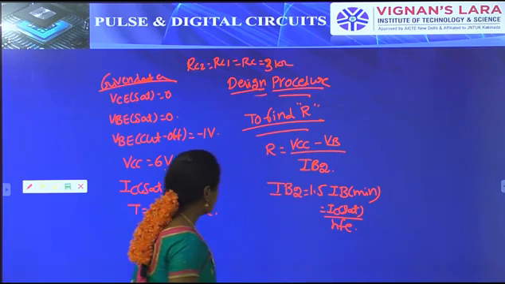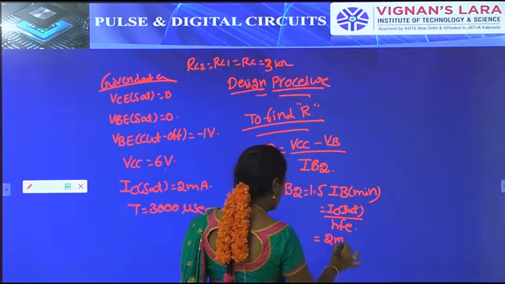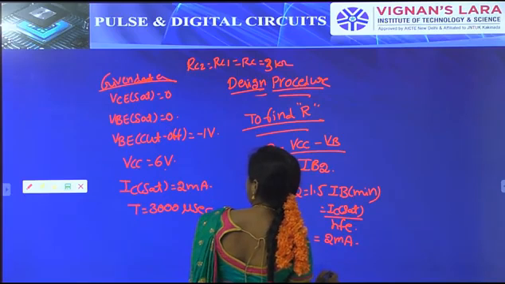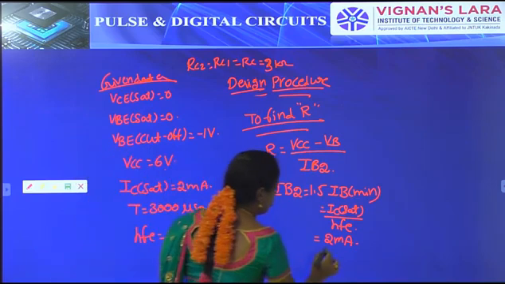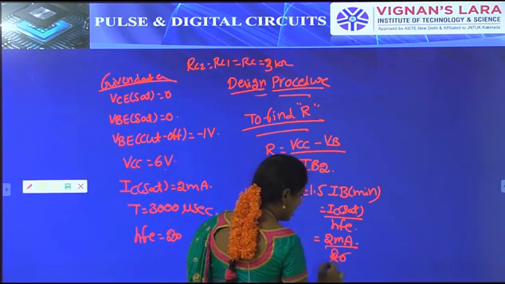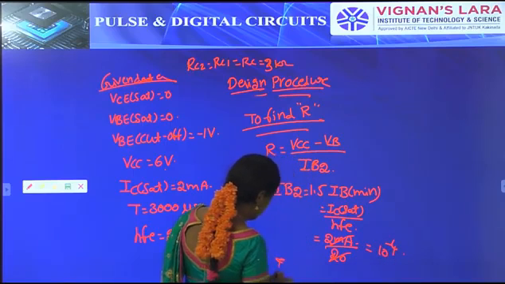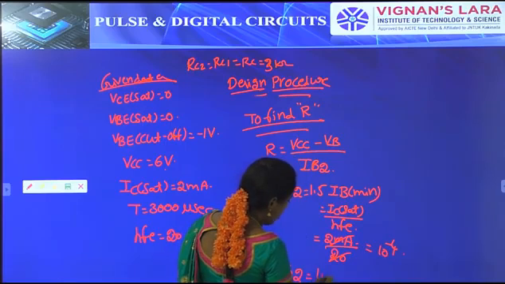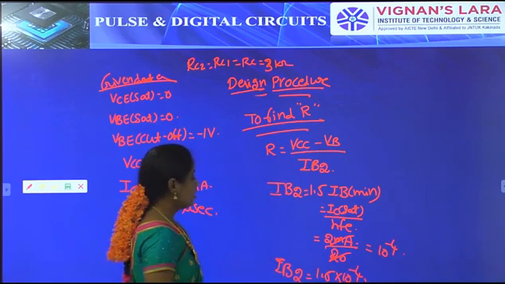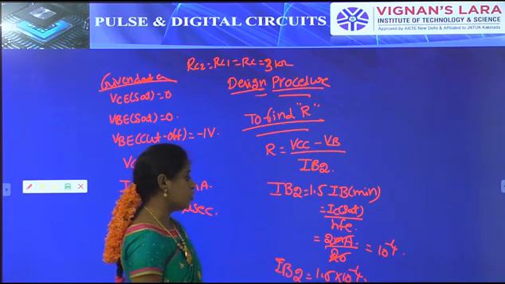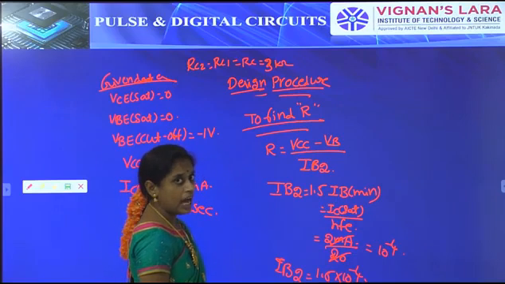What is the IC sat? They give that value, 2 milliamperes, and HFE minimum I think they give as 20. So 2 milliamperes by 20. Simply this value will be 10 power minus 4, and IB2 will be 1.5 into 10 power minus 4. So this is the equation. IB2 is equal to 1.5 into 10 power minus 4, that is 0.15 milliamperes.